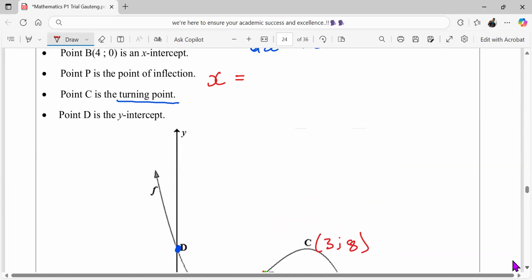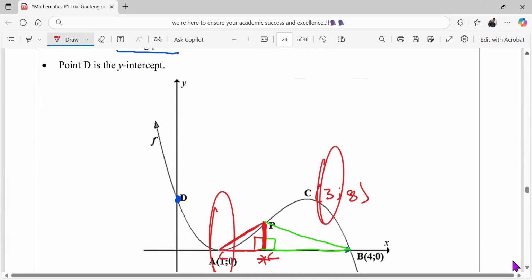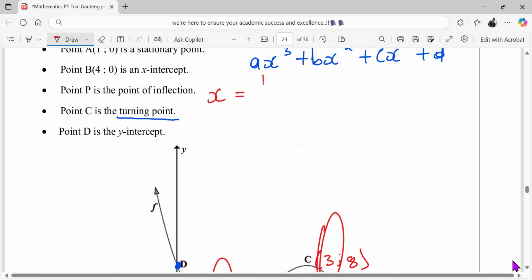So when we want to get the x value, the x value of this turning point is 1. The x value of that turning point is 3. So I need to add the two turning points together. And 4 divided by 2 is just going to give us 2.